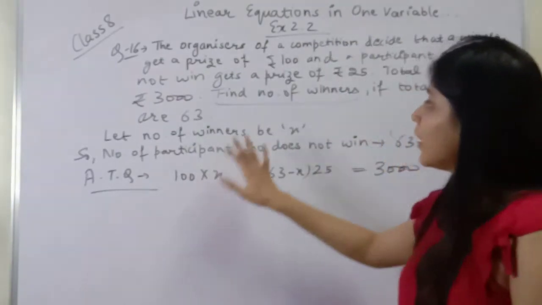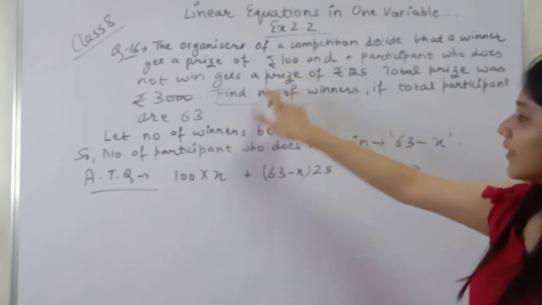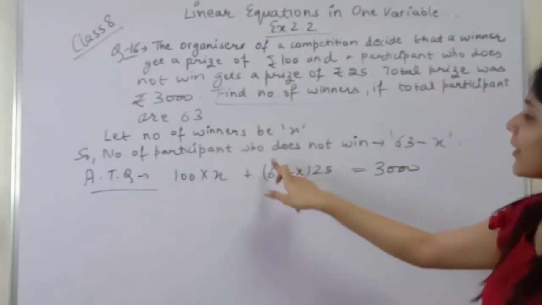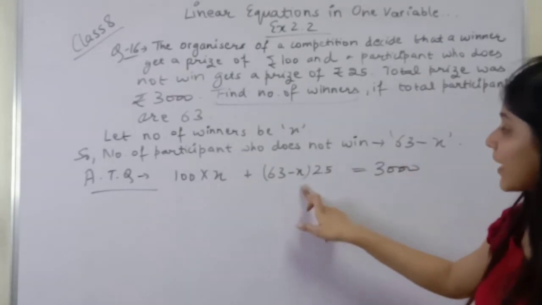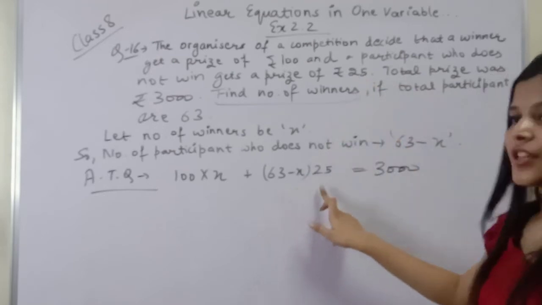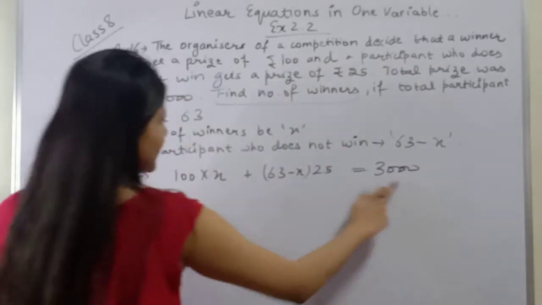हमने क्या किया? The total number of winners were x and winners को मिल रहे थे 100 rupees each. So 100 into x plus total number of participants who do not win were 63 minus x, and 63 minus x लोगों को मिल रहे थे 25 rupees. So 63 minus x into 25 and equal to total amount था हमारा 3,000.